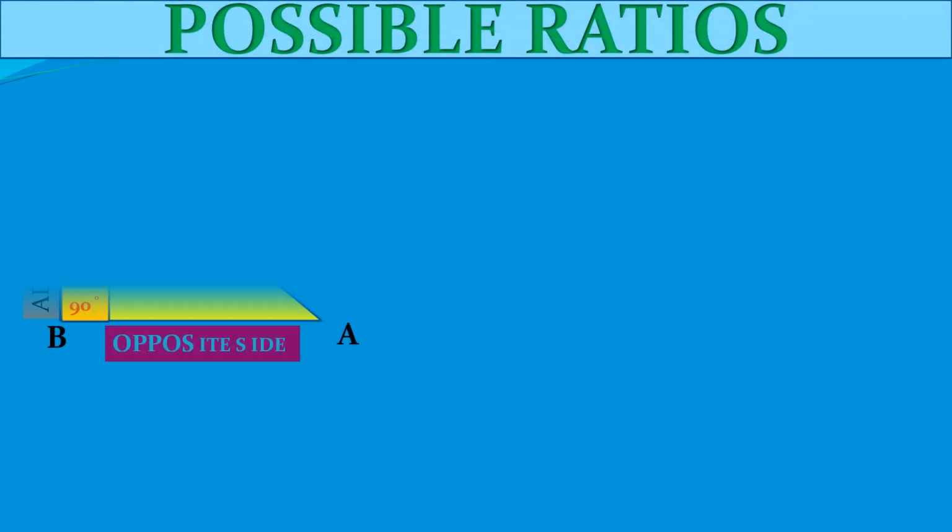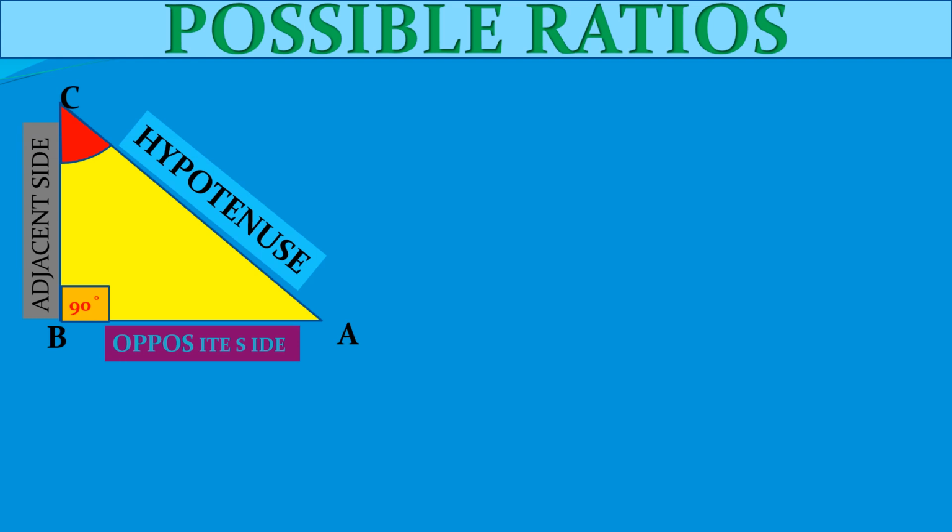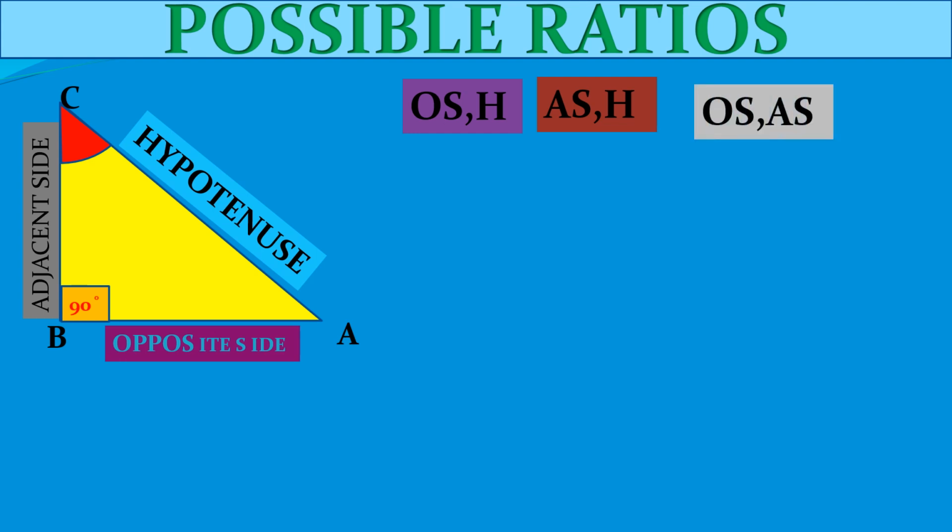Let us discuss what the possible ratios in the given triangle are. We know that a ratio is nothing but numerator by denominator. So to make one ratio we have to select any two sides of this triangle. The first pair is opposite side and hypotenuse, the second is adjacent side and hypotenuse, and the third is opposite side and adjacent side. So there are only three possible pairs.